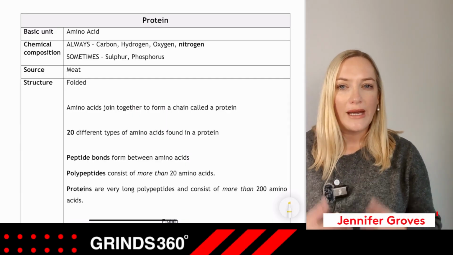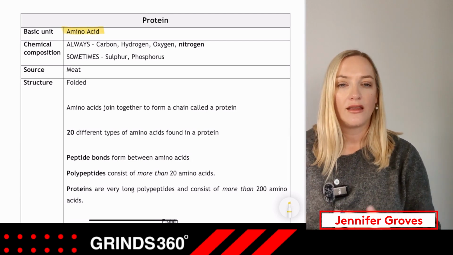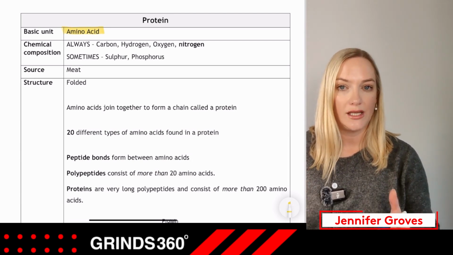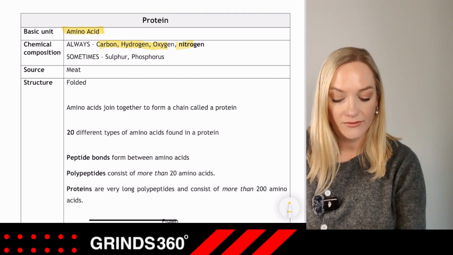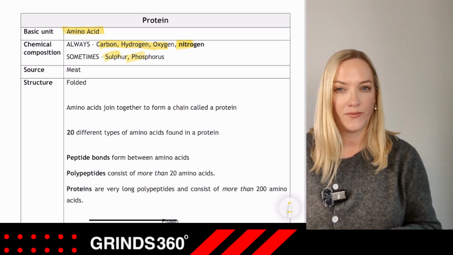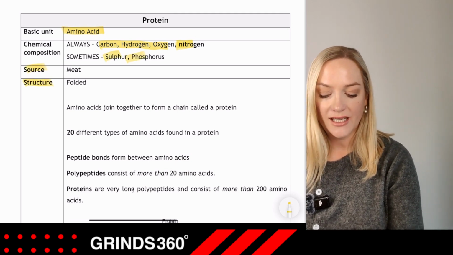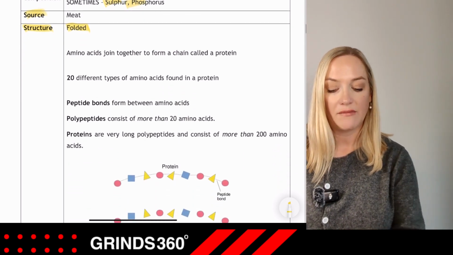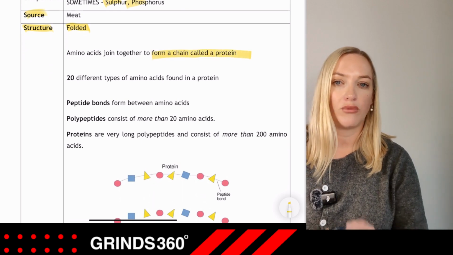Proteins. So the basic unit of a protein is your amino acid. Within the chemical composition of a protein, there will always be carbon, hydrogen, oxygen, and nitrogen. Sometimes there's sulfur and phosphorus. Your main source of protein could be meat. Your structure is folded, okay? So protein is folded. So it's amino acids joined together to form a chain, and that chain is a protein.